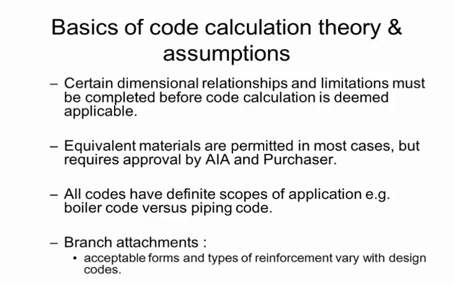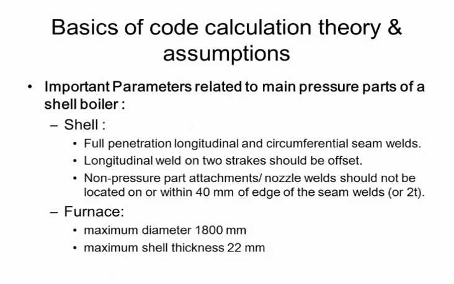Certain dimensional relationship and limitations must be complied with before the code calculation is deemed applicable. Also, equivalent materials are permitted in most cases, but require approval by the AIA and also the purchaser. All codes have definitive scopes of application, for instance, boiler code versus the piping code. And then there's also the branch attachments. Things like acceptable forms and types of reinforcement vary with different design codes as well.